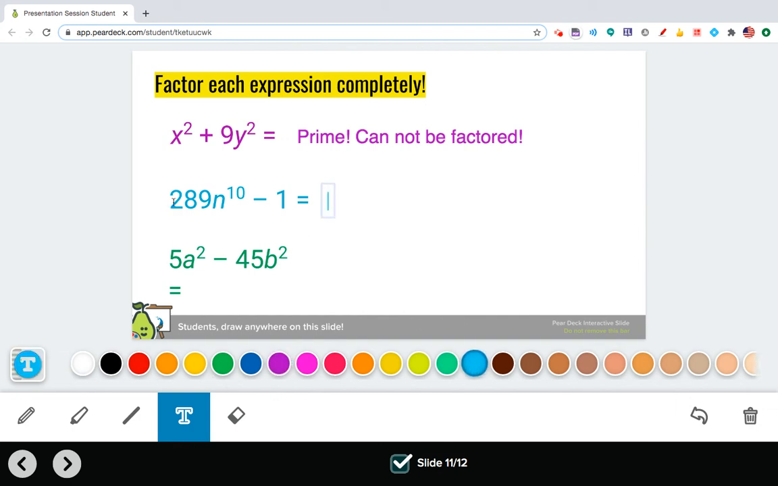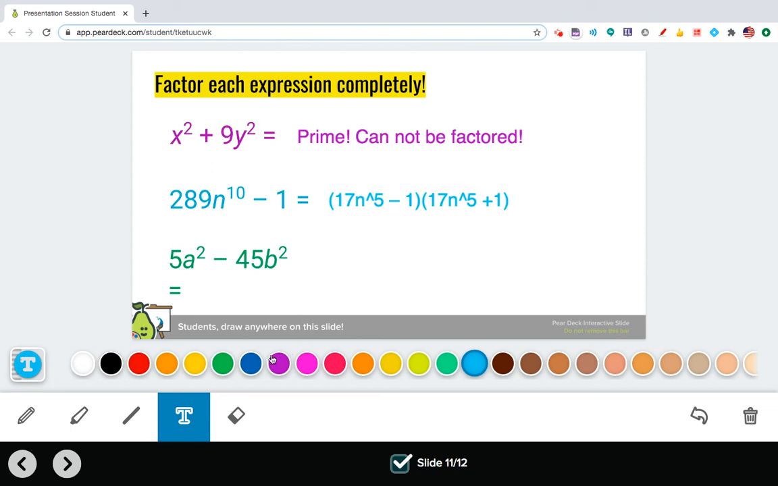And I have a perfect square for sure, that's 17 squared. I have another perfect square, because n to the fifth times n to the fifth is n to the 10th. And the number 1 is a perfect square. Excellent. So I can factor this into 17 n to the fifth minus 1 times 17 n to the fifth plus 1.